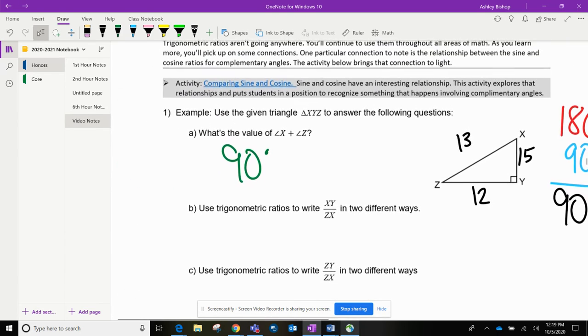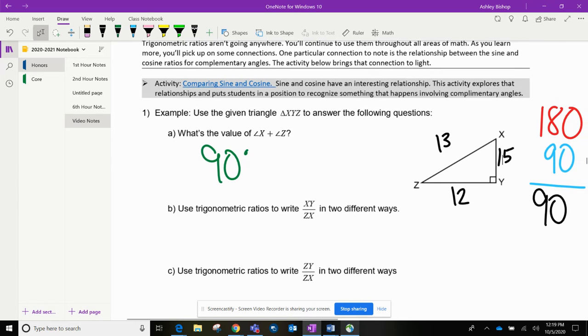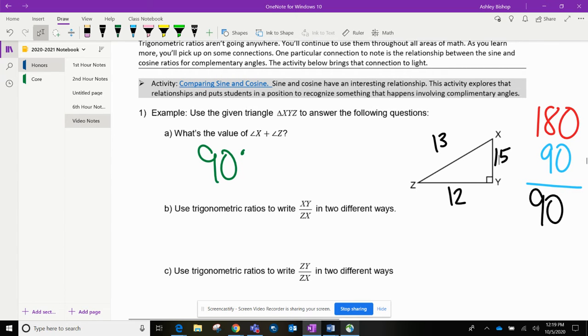This problem says to make a point we're going to discover by ourselves, use trig ratios to write XY, which is up here. I'm sorry, this should say 5, not 15. XY is 5, and ZX is 13, in two different ways. So how can I use trig ratios to write 5 over 13? And trig ratios are sine, cosine, and tangent.